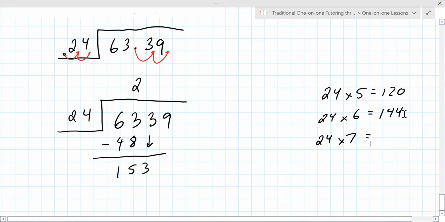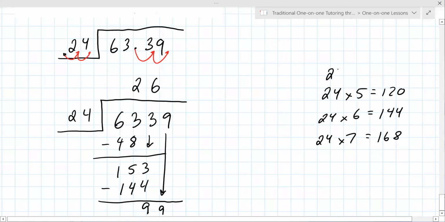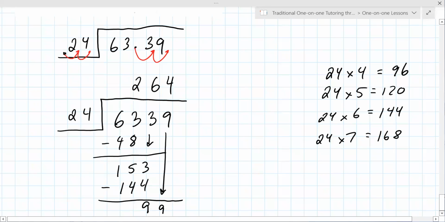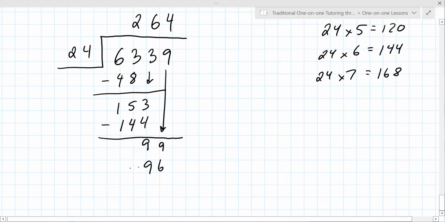You can just add 24 each time. Okay. And that's too much. So you would have to go with 24 times 6. Good. Which is 144. Subtract, and that is 9. Bring down the 9. 24 can go in 4 times. That's right. And there's 96. And that is 3.